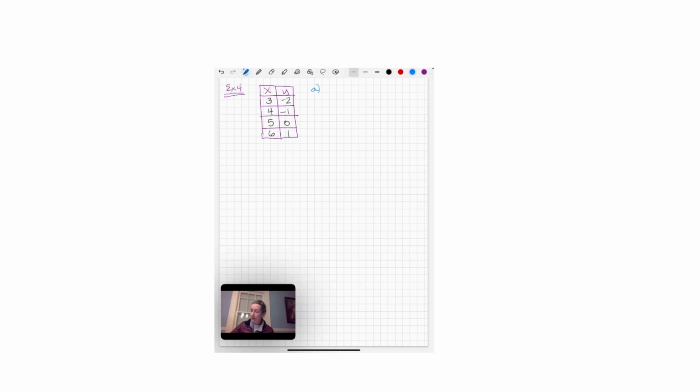Part A question: is it a function? Part B question: domain. Part C question: range. I'm getting lazy on my instructions. Function, domain, and range. Take a stab at those, see how they go.